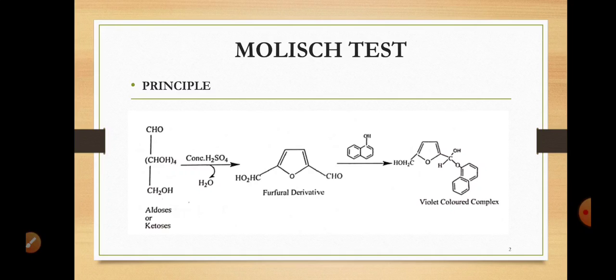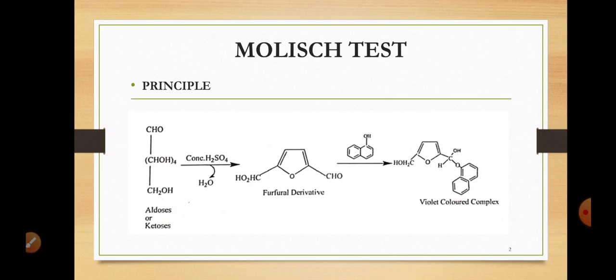As we already know, carbohydrates contain either an aldehyde or a ketone as the functional group. When they are treated with concentrated sulfuric acid, dehydration occurs, which results in the formation of the furfural derivative, which on further treatment with alpha naphthol gives rise to a violet colored complex, which appears as a violet ring at the junction of two liquids.